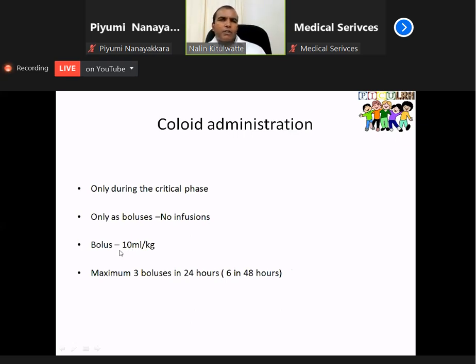So I was discussing the shock management initially. So this is colloid. Anyway, we have to give 10 ml per kilo. Nothing about 20 ml per kilo. Bolus is 10 ml per kilo. So you never give a half bolus. There's nothing called half bolus. If you want dextran, give the full bolus. But if you don't want dextran, don't give it. And maximum 3 boluses in 24 hours and 6 in 48 hours.